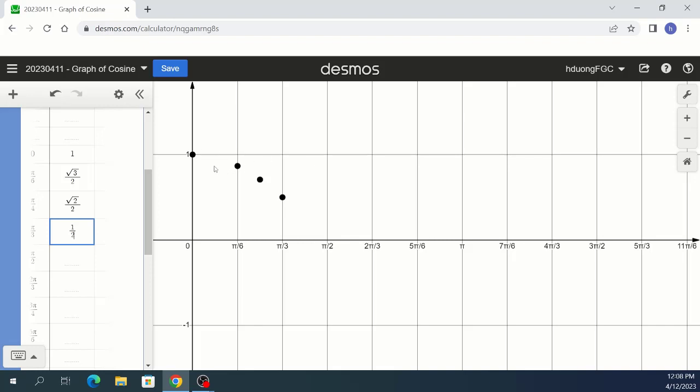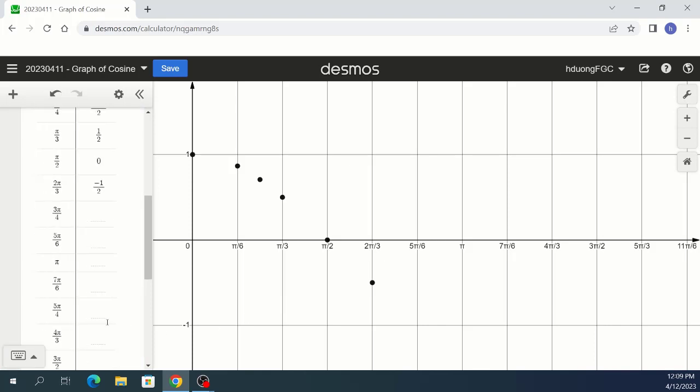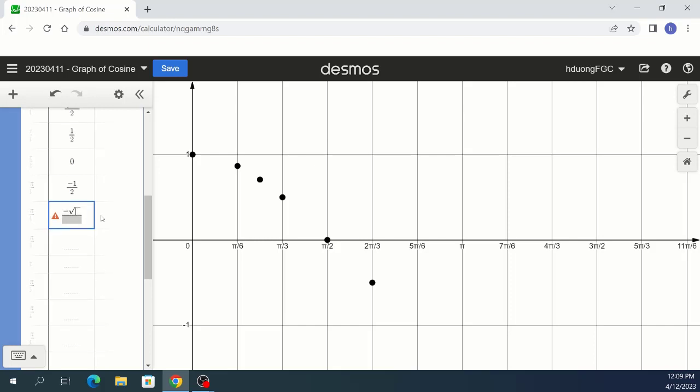So you can see the pattern: the point starts out at 1 and starts dropping down as we go on to these different angles. So you start seeing some kind of shape, right? For pi over 2 as the angle, the output is 0. Then 2 pi over 3, you got a negative 1/2. Now on my screen it's a little hard to read, but the next one on my table is 3 pi over 4: negative root 2 over 2.